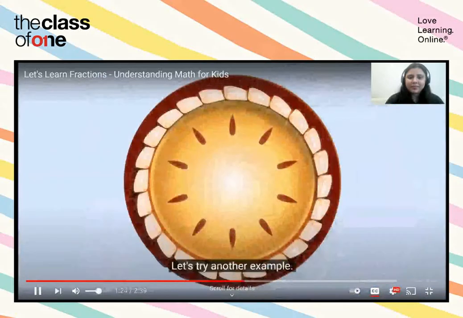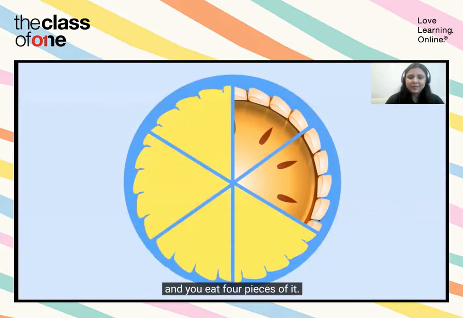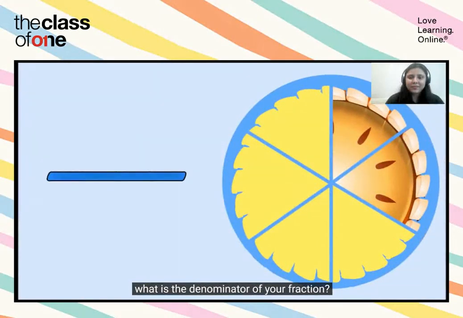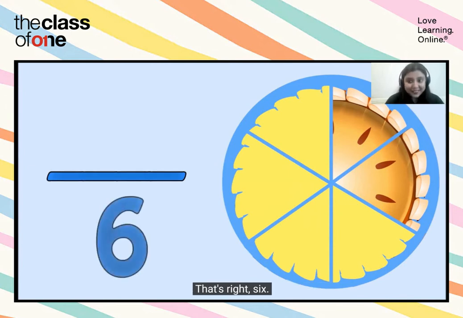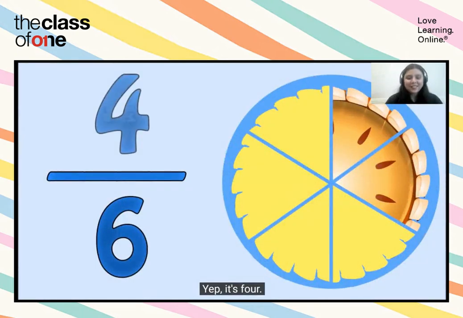Let's try another example. This pie is divided into 6 pieces and you eat 4 pieces of it. If there were 6 pieces of pie and you eat 4, what is the denominator of your fraction? That's right, 6. What is the numerator? Yes, it's 4. That means that you ate 4/6 of the pie.